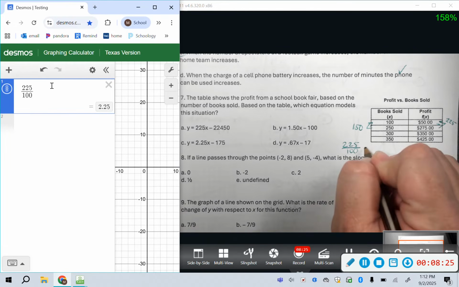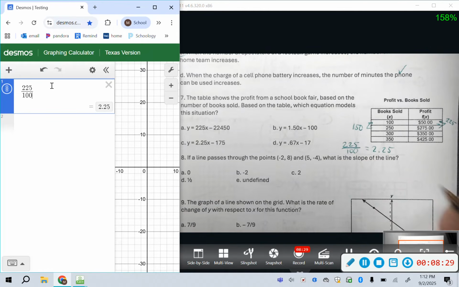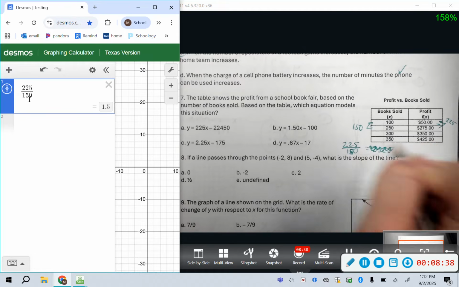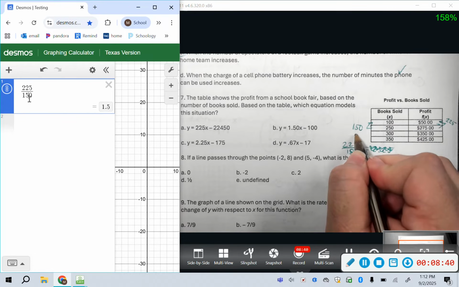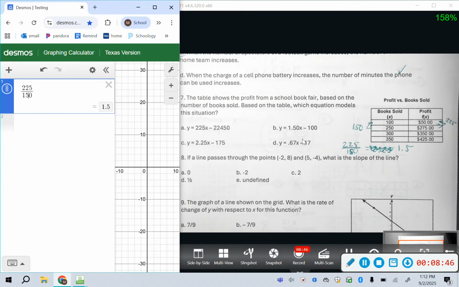gives me 225. Oh, 150. Don't listen to me. Might help if I do it correctly. 150. Sorry about that. So 225 divided by 150. See, I make mistakes too. Gives me 1.5. So my only equation that has a graph, an equation with 1.5 as my slope is B. And again, you can do your plus sign table to check your work.